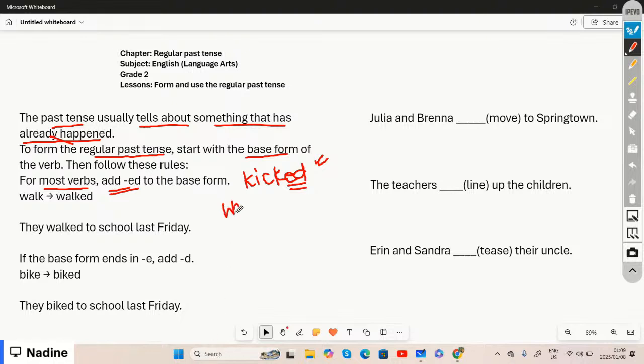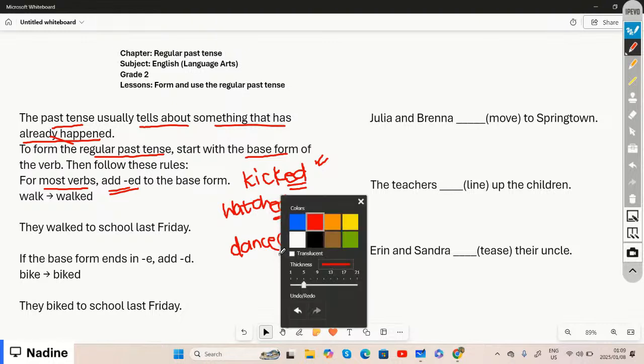I watch a movie now. That is the base form of the verb. But as soon as we want to show that it is in the past, then we say I watched. We add an ed, right? I dance to my favorite song. Dance is our base form of a verb. But if we want to show that we did it in the past, then I danced, right?